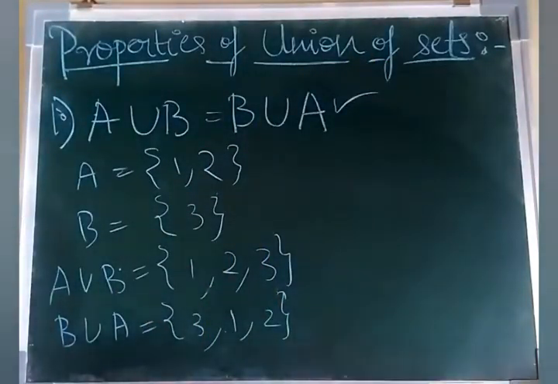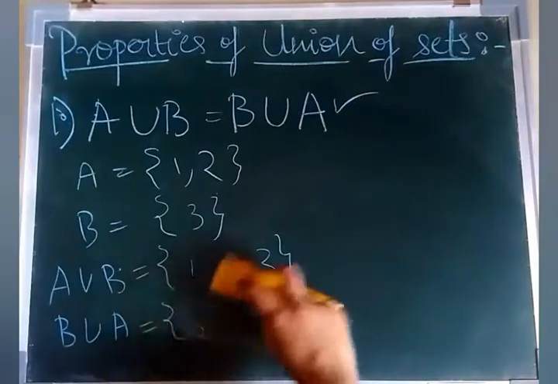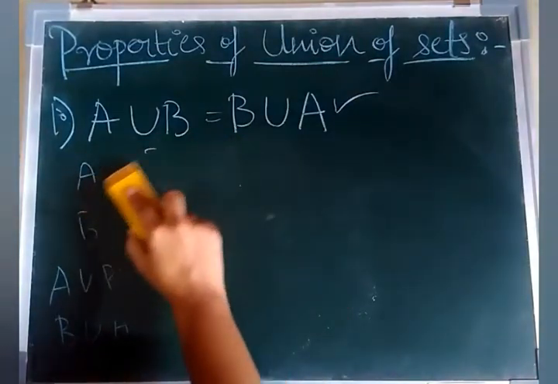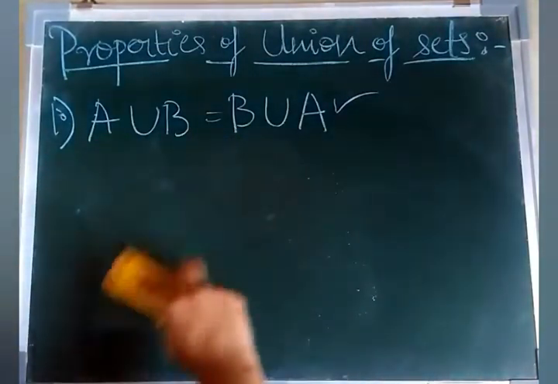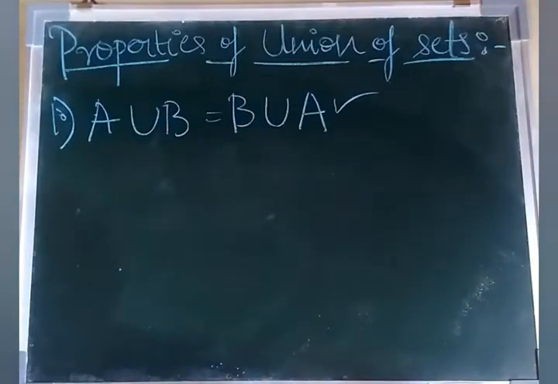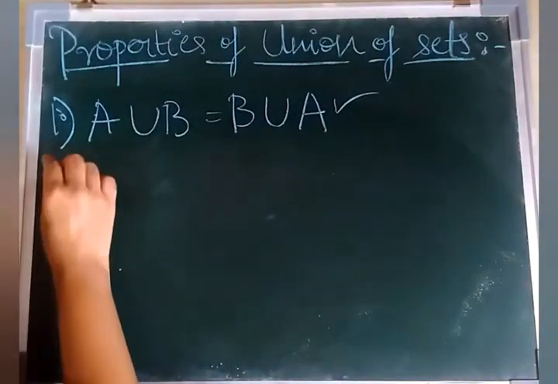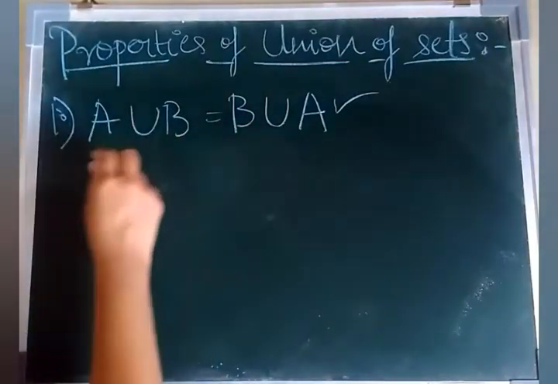Okay, this is true for any two sets. Even if the intersection is non-empty, we still get the same union, because we avoid writing the intersection elements twice, so there won't be any issue. So A union B is the same as B union A.